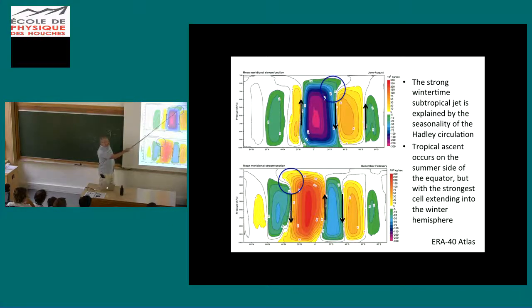And so, from conservation of angular momentum, I shouldn't take U as zero anymore. It'll be something else. But you're going to get the maximum winds here. Similarly, for the northern winter, southern summer, the ascent is on the summer side, and then the maximum winds are going to be on the winter side. So you expect the strongest jet to be in the winter hemisphere, but in the subtropics.